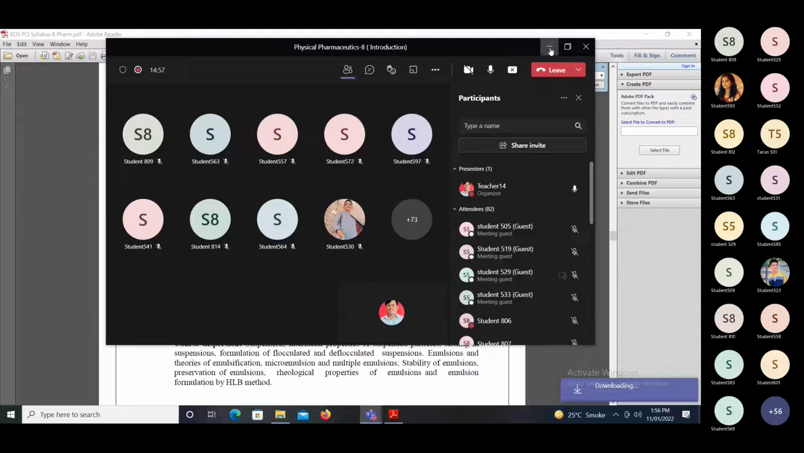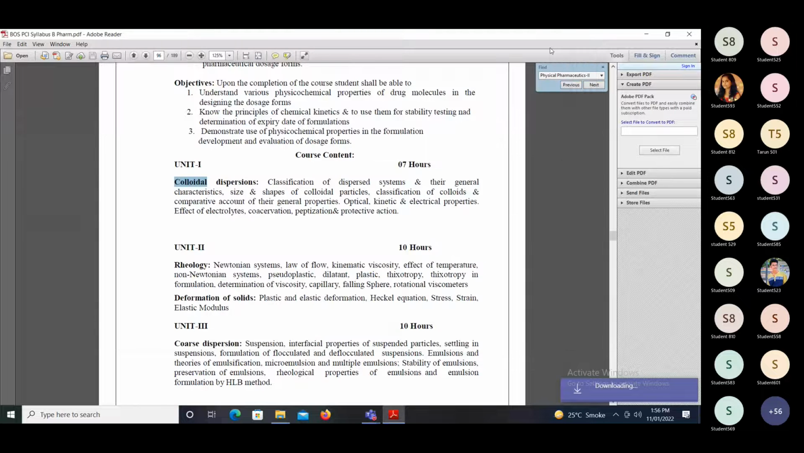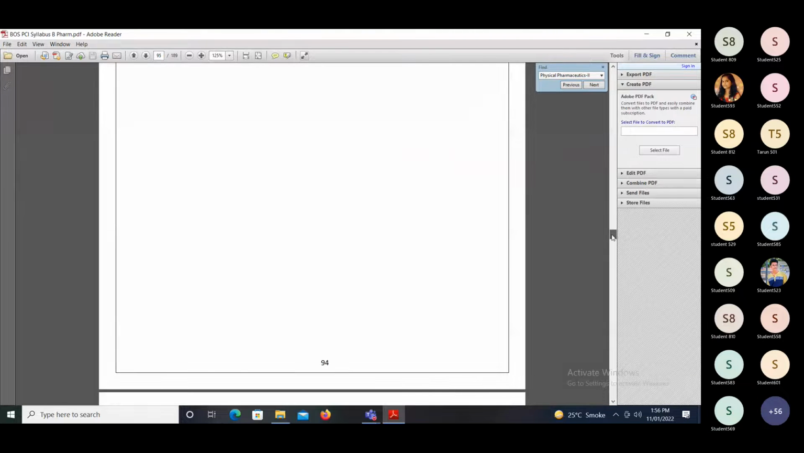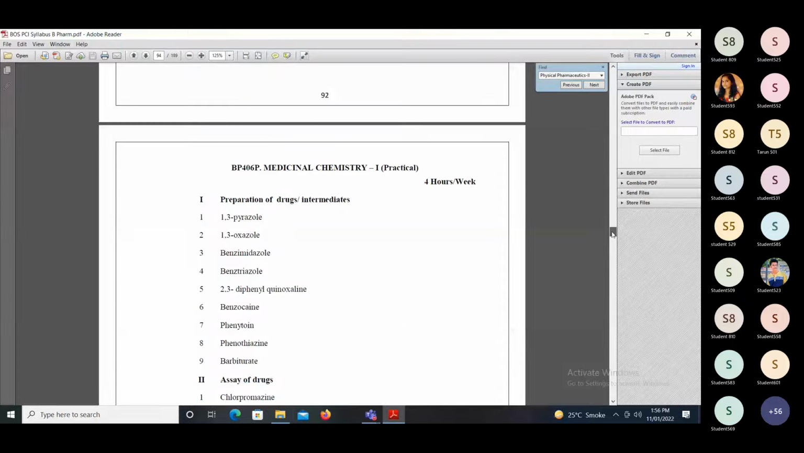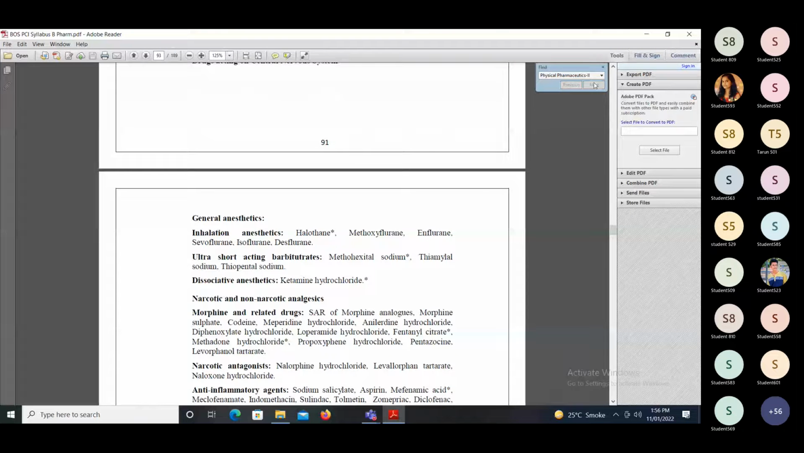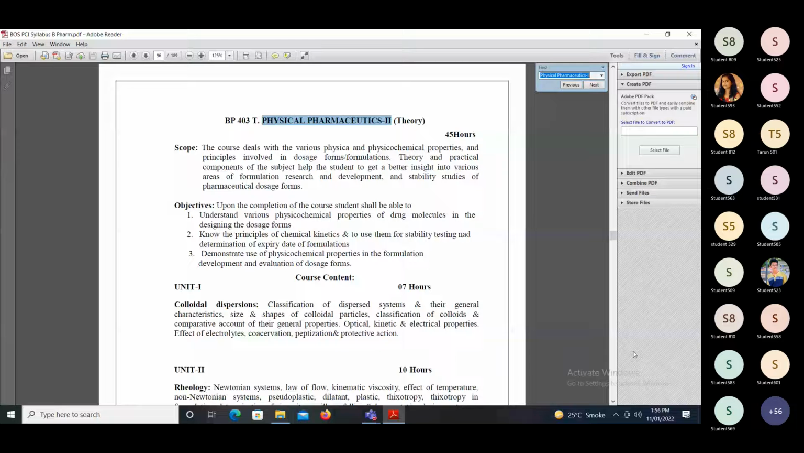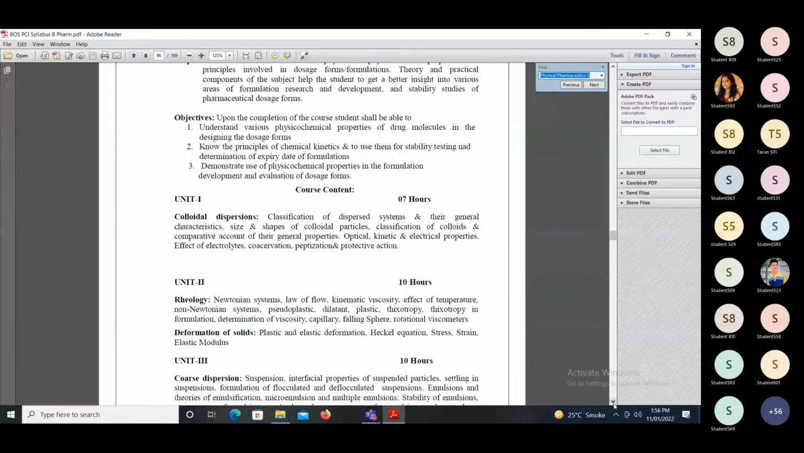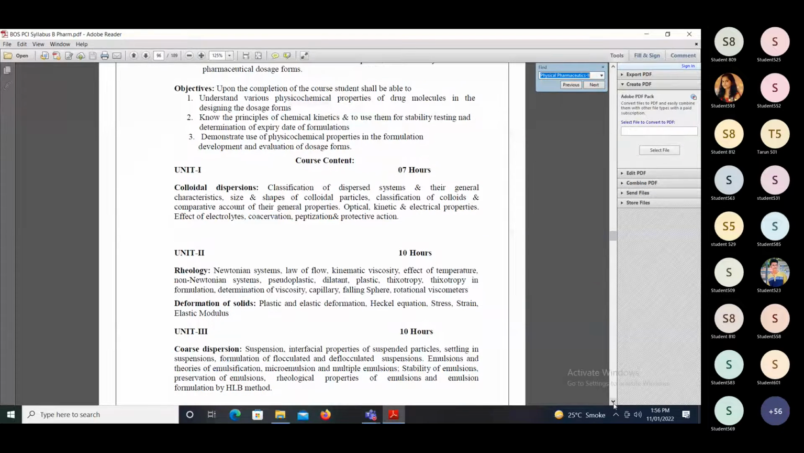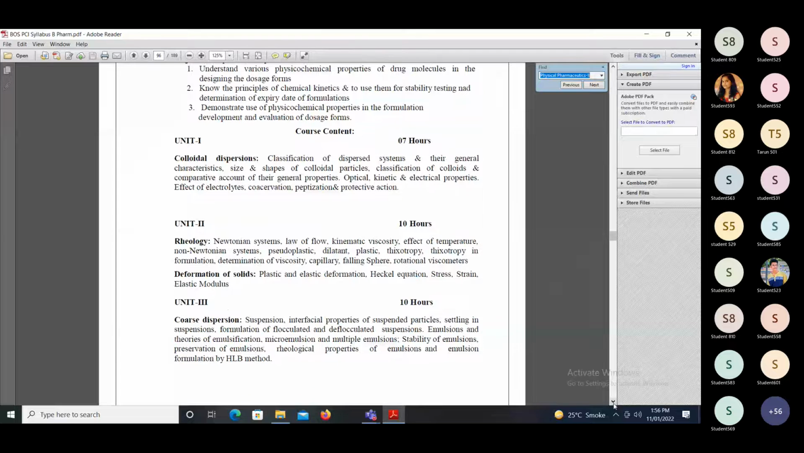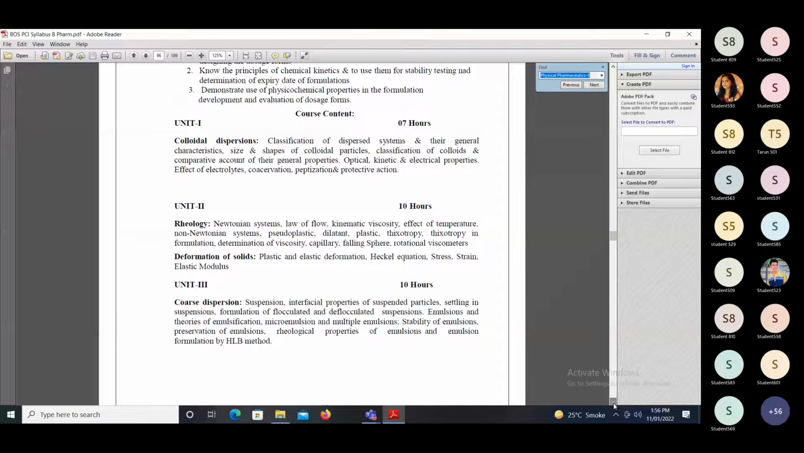Okay, then the second unit is rheology. Once we know the properties, the size, and the shape of the colloidal particles, then we move to the next point, which is called rheology. Rheo, it is again a Greek word. Rheo means to flow, and logos means science, so the science of flow is called rheology.